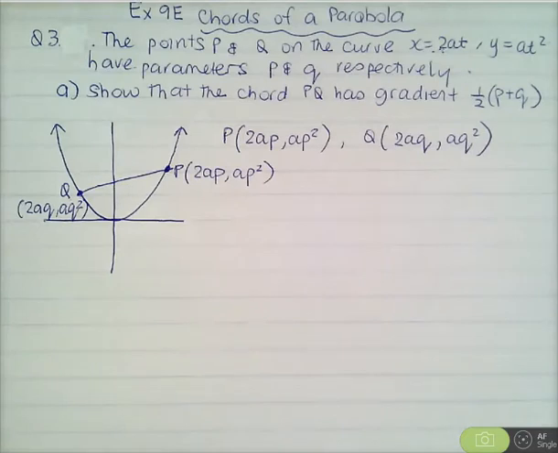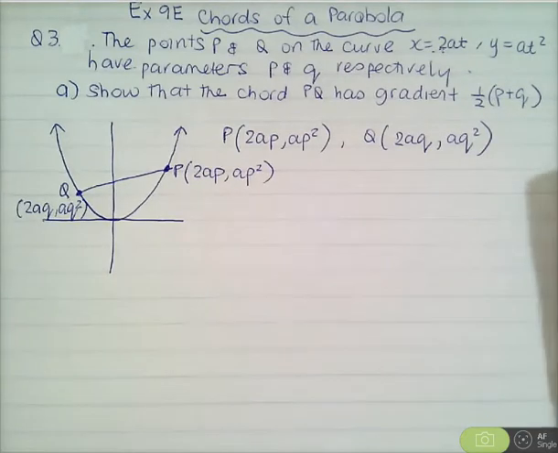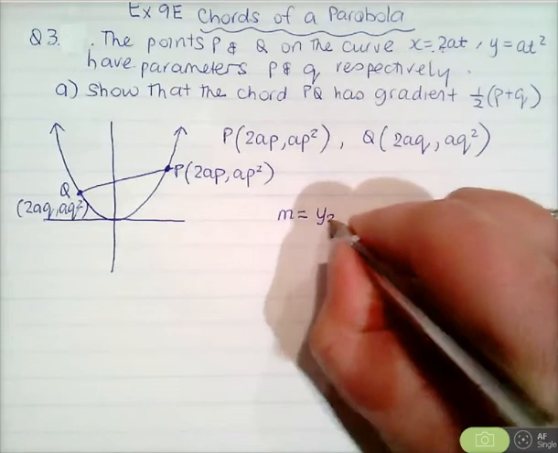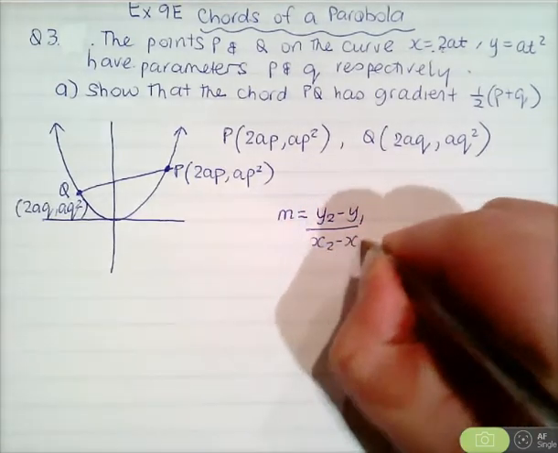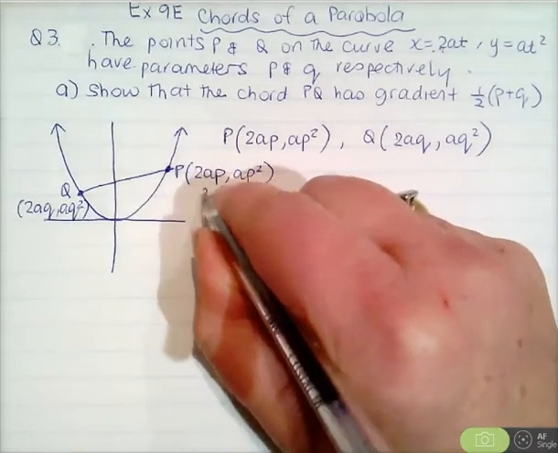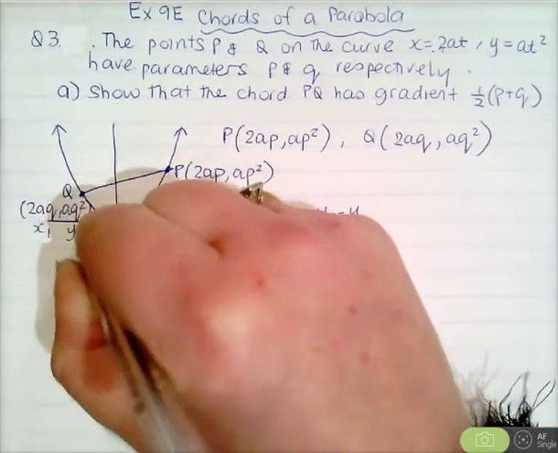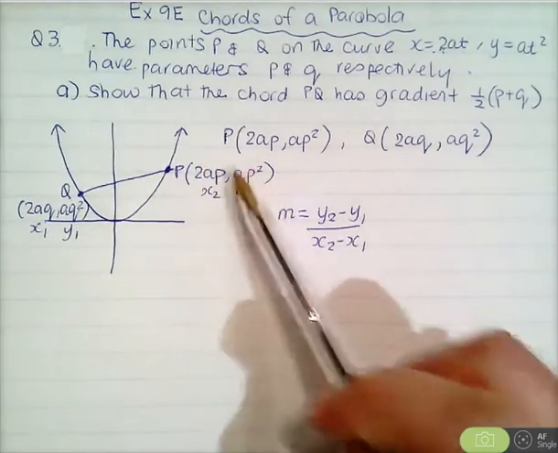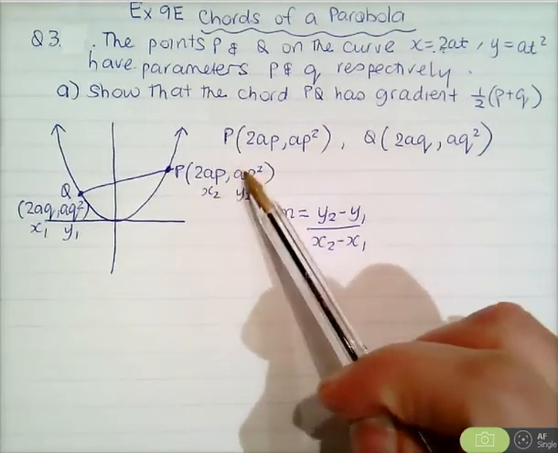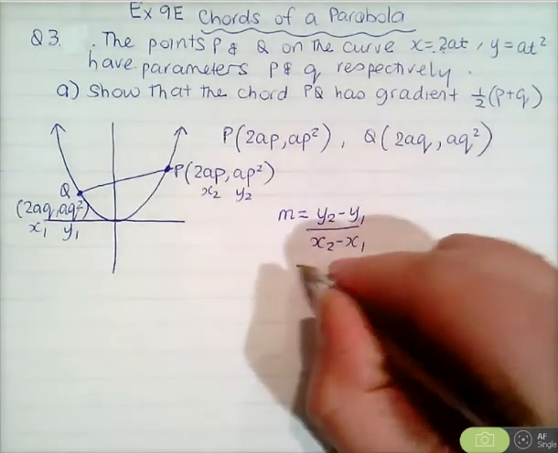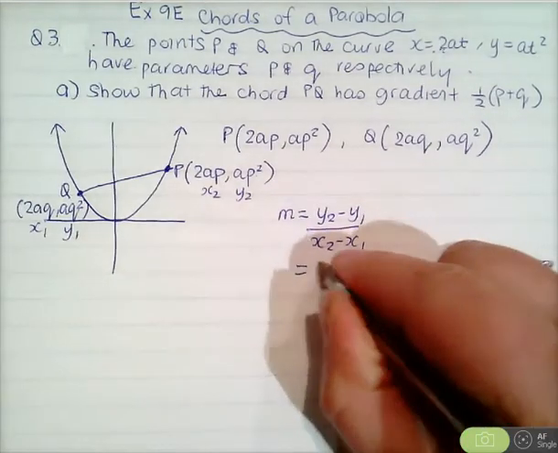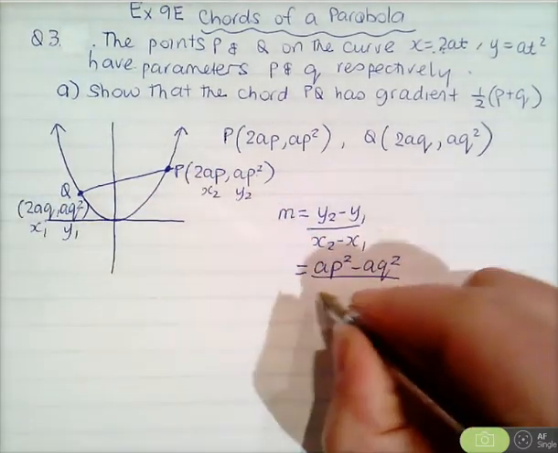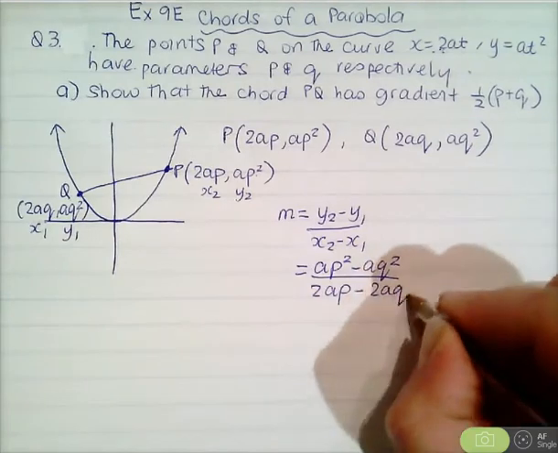Now you'll just use the same formulas as you did when you were doing linear functions. So if we want the gradient, we just use the gradient formula. The gradient is y2 minus y1 over x2 minus x1. We label these points x2, y2, and these 2 points here x1, y1, and you'll just find the gradient between these 2 points P and Q just as if they were numbers, okay? But instead of numbers, you've got these parameters 2ap, ap squared, 2aq, aq squared. So you just use the same formula, and we'll go y2 minus y1 is ap squared minus aq squared over x2 minus x1 is 2ap minus 2aq.